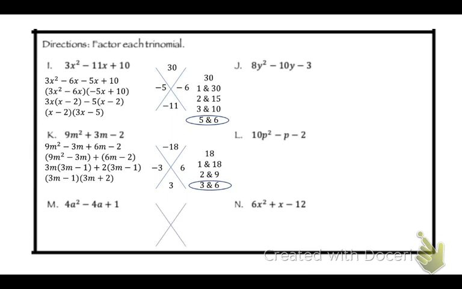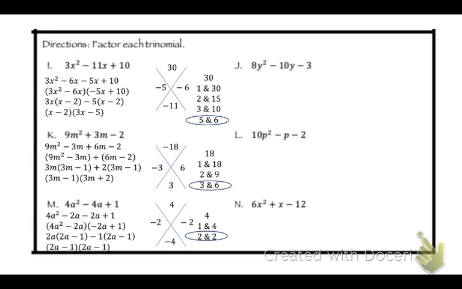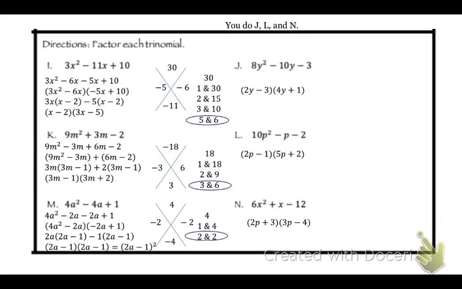Okay, now for m, 4 times 1 is 4. A negative 4 on the bottom. We have to see what multiplies to be 4, adds to be negative 4. That's negative 2 and negative 2. So that's 4a squared minus 2a minus 2a plus 1. Group those, and you're left with 2a minus 1 times 2a minus 1, which is really just 2a minus 1 squared. Okay, I want you to do those ones right there. Those are the answers you should get.